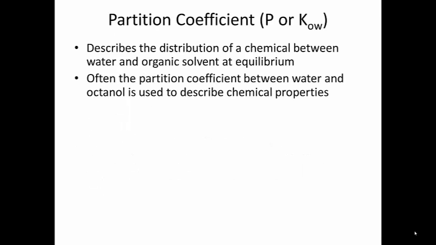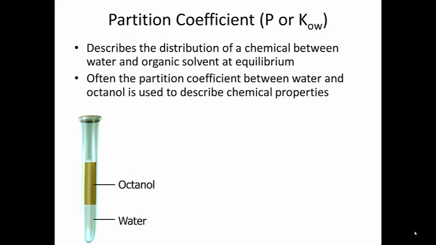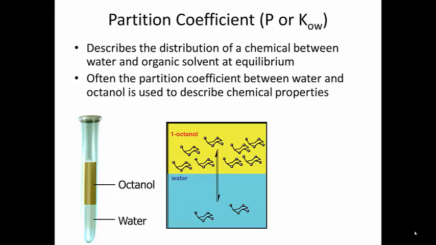A chemical's lipid and water solubility is often described by a partition coefficient, which describes the distribution of a chemical between water and an organic solvent at equilibrium. Often, the partition coefficient between water and octanol, a nonpolar solvent, is used to describe chemical properties. An octanol-water partition coefficient can be determined experimentally by adding the compound to a known volume of water and octanol and measuring the concentration of the chemical in the octanol versus the water once equilibrium has been reached.